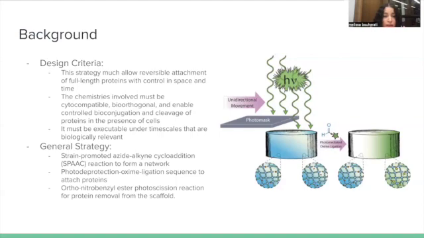The general strategy that the researchers followed was a combination of three bioorthogonal chemistries that enables reversible pattern presentation of full-length proteins within polymeric hydrogels. They utilize the strain-promoted azide-alkyne cycloaddition reaction for network formation, a photo-deprotection oxime ligation sequence for protein introduction, and an ortho-nitrobenzyl ester photoscission reaction for subsequent protein removal.